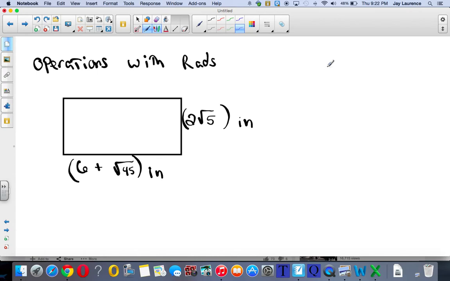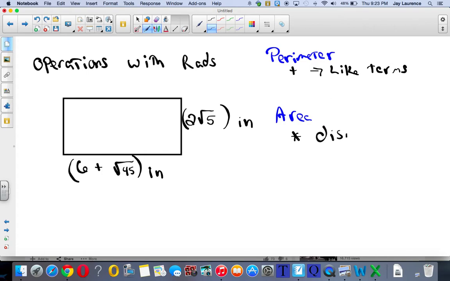All right, we've still got to learn about operations with rads here. We've got this rectangle, and we're going to find the perimeter, and we're going to find the area. Now remember, the perimeter usually involves addition. The area involves multiplication. With addition, I'm going to think like terms, right? Multiplication, I'm going to be thinking some type of distribution, probably.